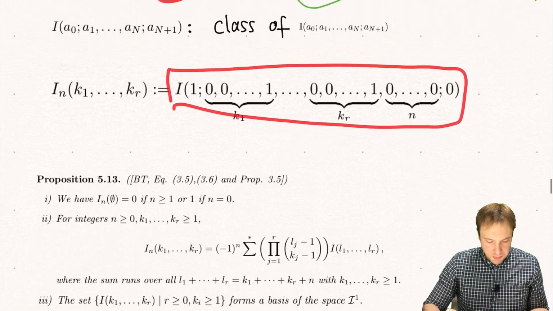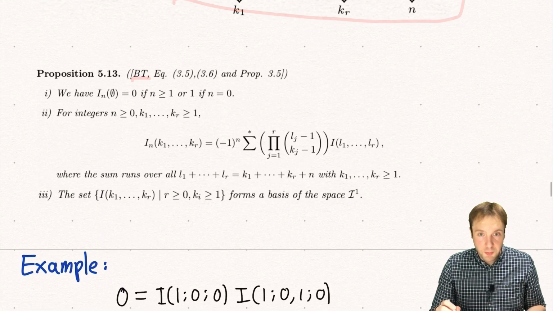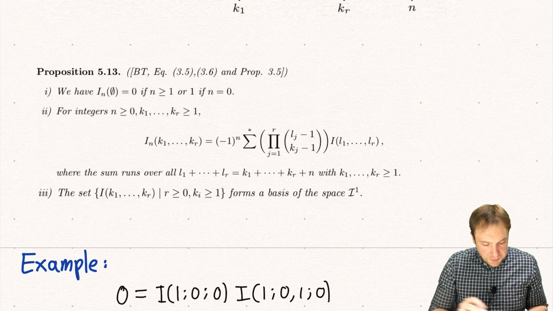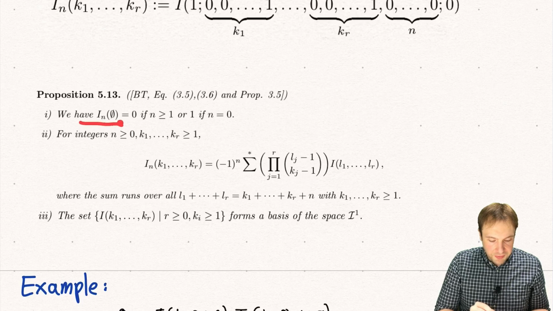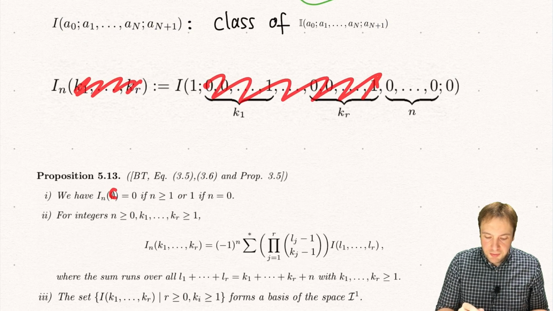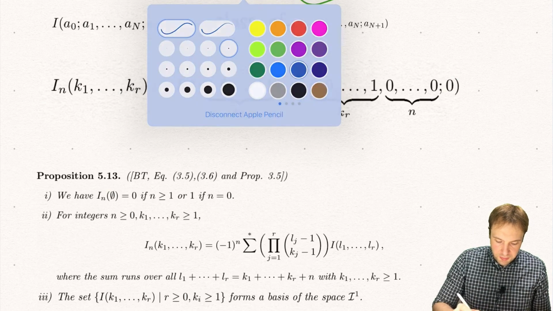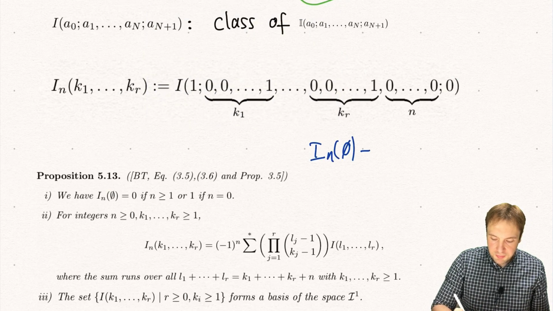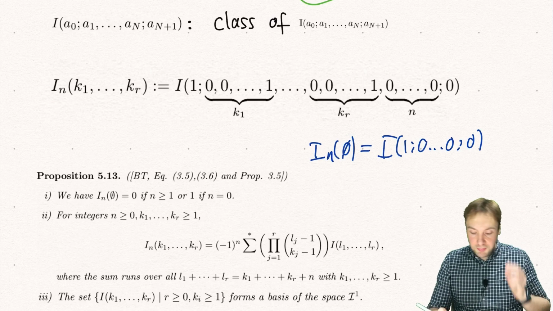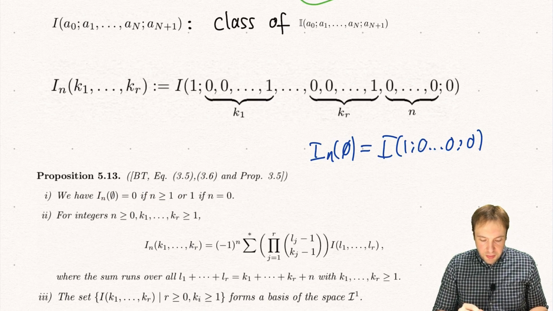Okay, so for these guys, we have the following proposition, which you can find in the work together with Tasaka. And so first, if I have I_n of the empty index, meaning that I don't have k's here, meaning everything here is 0, so what is I_n of empty? This is just I1, 0, 0, 0, 0, 0, where I have n zeros here. So this is 0 if n is greater or equal to 1, or 1 if n is 0, because then it's just a neutral element.